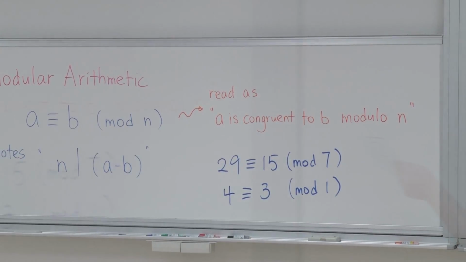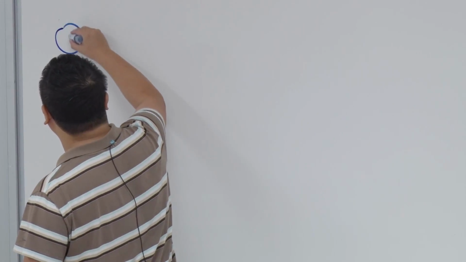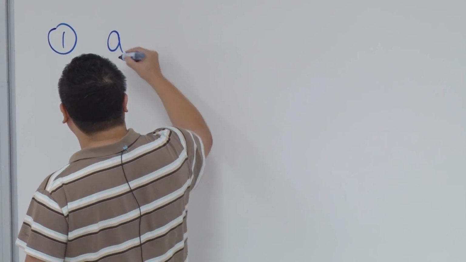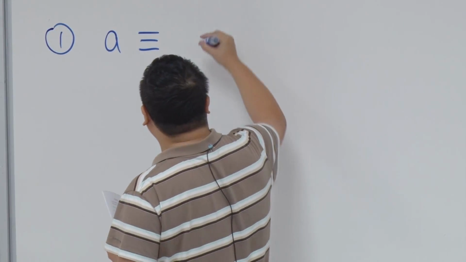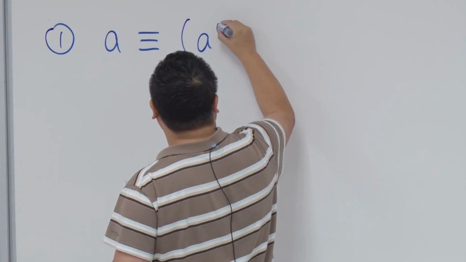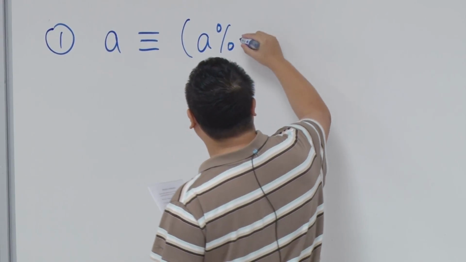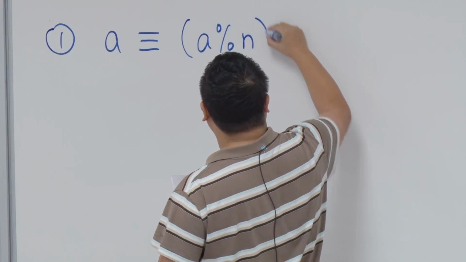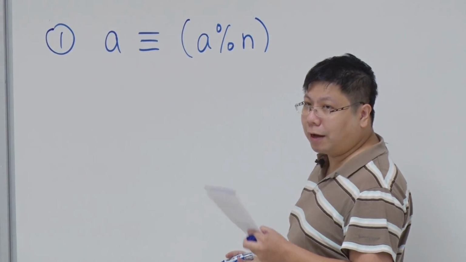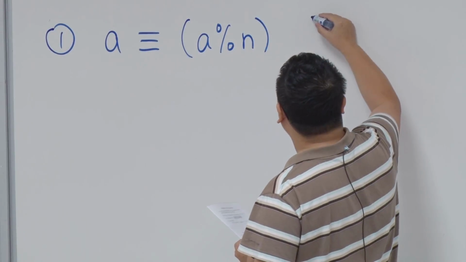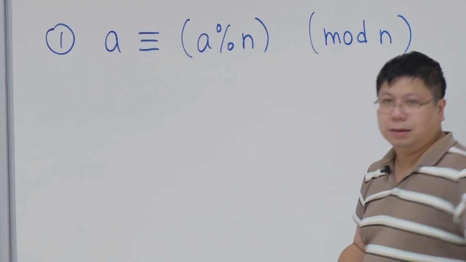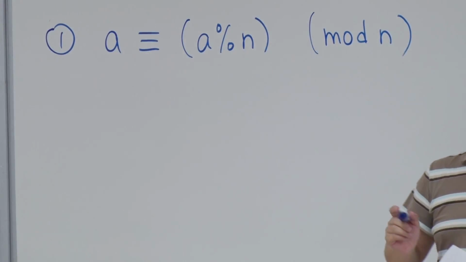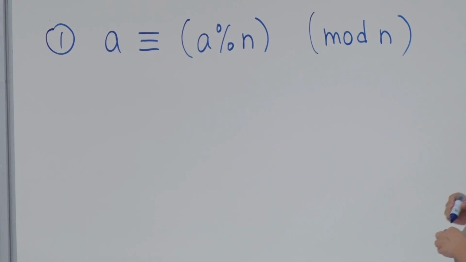Perhaps let's look at this fact. The first one is, for an integer A, A is going to be congruent to A modulo n, taking the remainder after dividing by n, in this world, A mod n. Okay, so the proof is actually very simple.